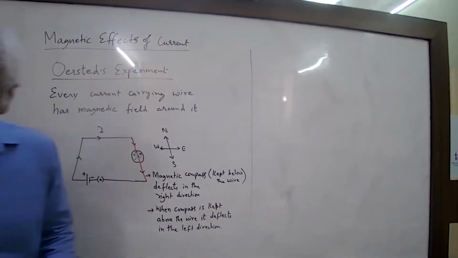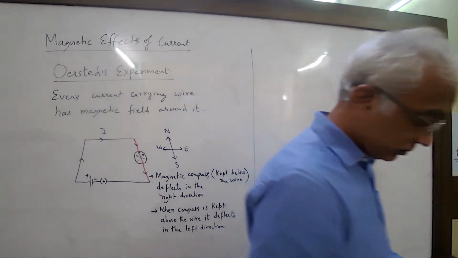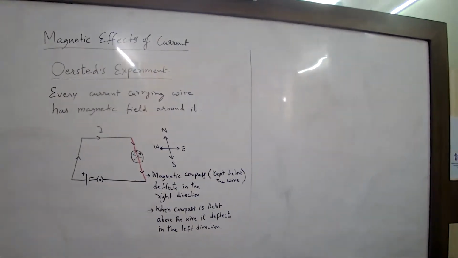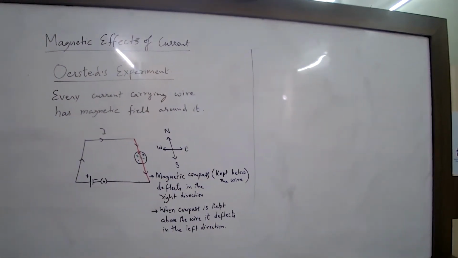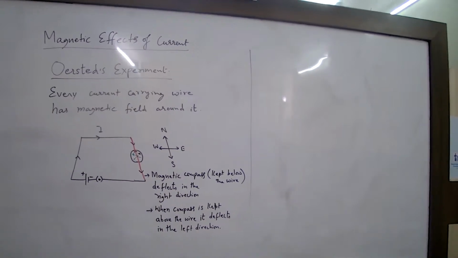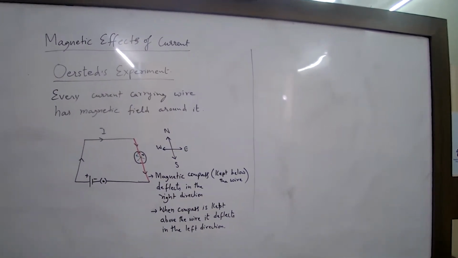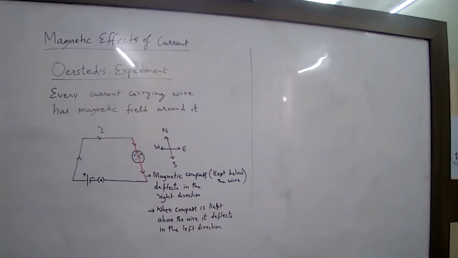Everybody understood? Read the properties of magnetic field lines, very important. Magnetic field. Where is your volume? Read in it.